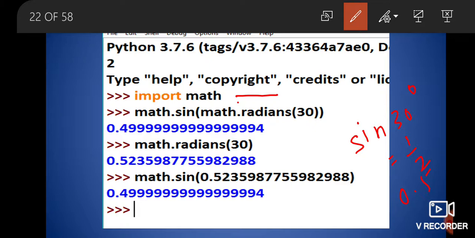Why? Because the purpose of this radians function is to convert degrees into radians. तो मुझे साइन 30 डिग्री की वैल्यू निकालनी थी, तो मुझे 30 को पहले रेडियंस में कन्वर्ट करना पड़ेगा, तब मैं इस फंक्शन को इसे दूंगी। तो for this purpose we make use of radians function, जिसका काम होता है डिग्रीज को रेडियंस में बदलना। तो इसने 30 डिग्रीज को रेडियंस में कन्वर्ट करके तब इस फंक्शन को दिया। See what answer we are getting, 0.49999, which means 0.5, that is 1/2.